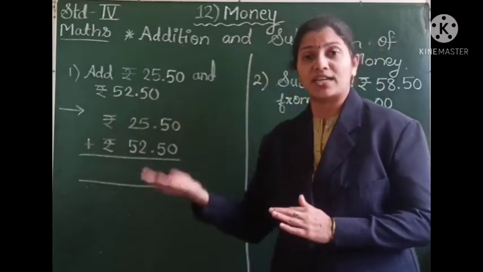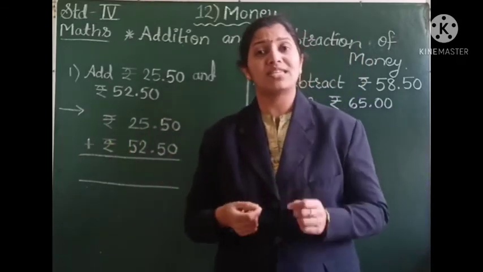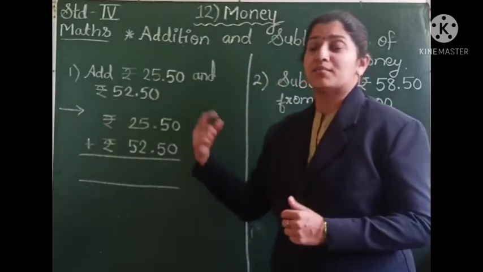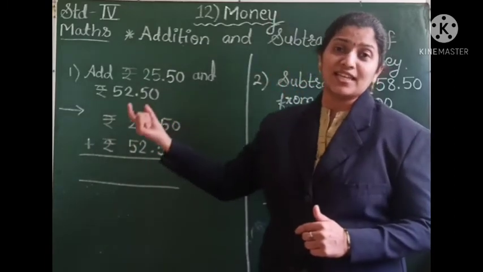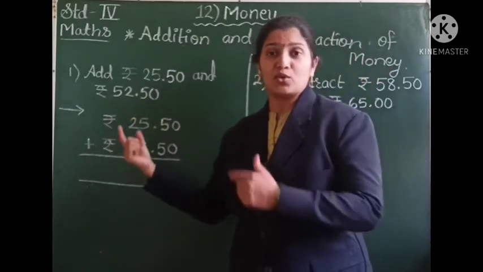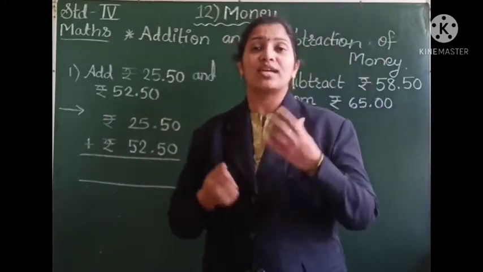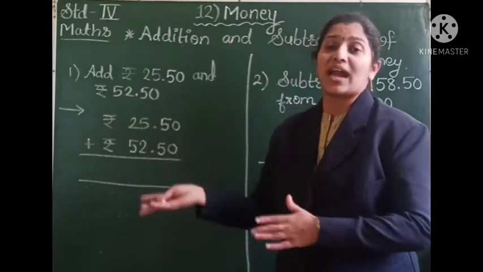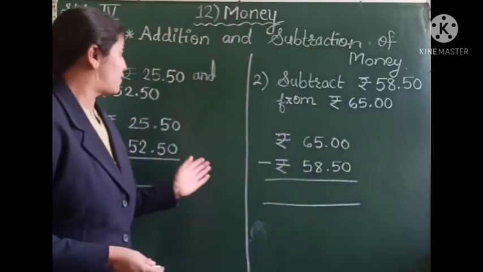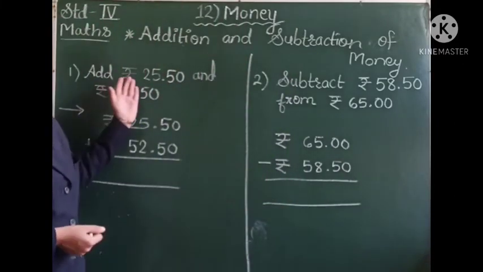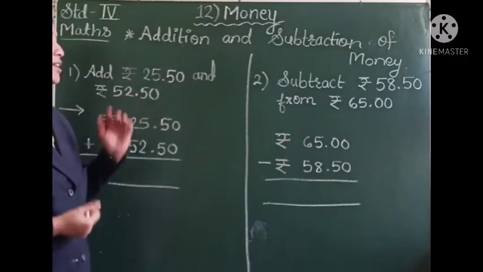And when we carry forward from paise to rupees, we should always keep in mind that if the number which goes from paise to rupees is 100, then it will go to the rupees as 1. Right? Now let us see the example so that it becomes clear to you how to add or how to subtract the money. So here you can see the first one is add rupees 25.50 and rupees 52.50.